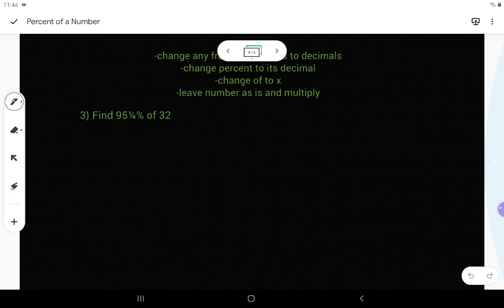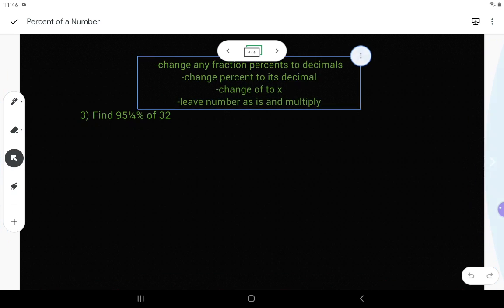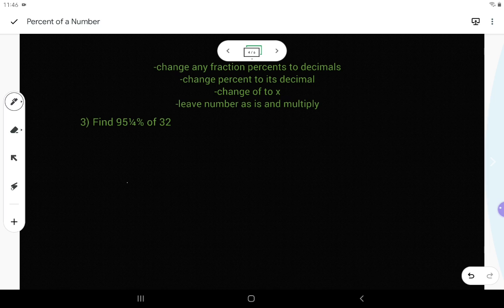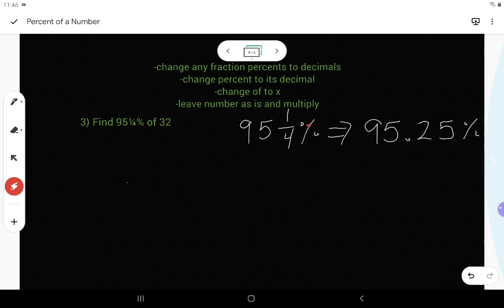Now I've got 95 1/4 of a percent of the number 32. Okay? And so with this one, I'm going to take 95 1/4% and rewrite that as 95.25%. And I get that because 1 divided by 4 is going to give me 0.25, but it's not 0.25 because I have the 95 in front. So it's 95.25.